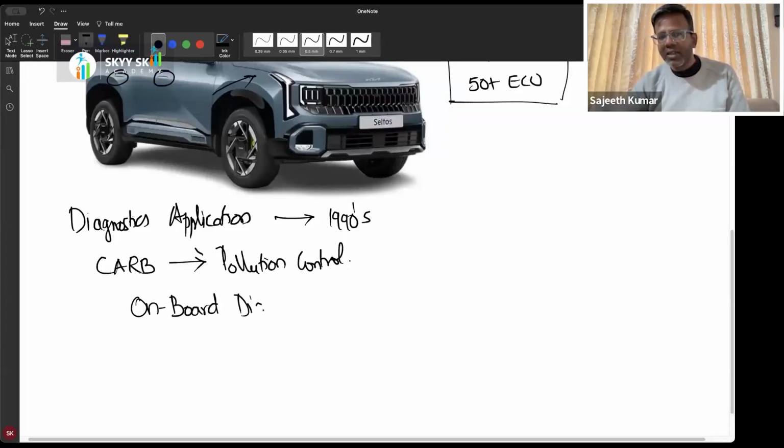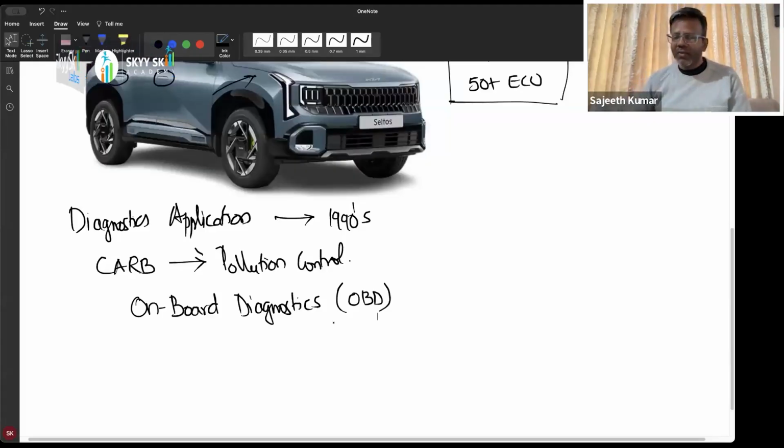So what they said is, as a manufacturer, now you are responsible for making sure that your vehicle does not pollute. And the way that you will make sure that your vehicle is not polluting is by writing some software which sits on board. Basically, it sits inside your ECU, the engine control unit in those days.